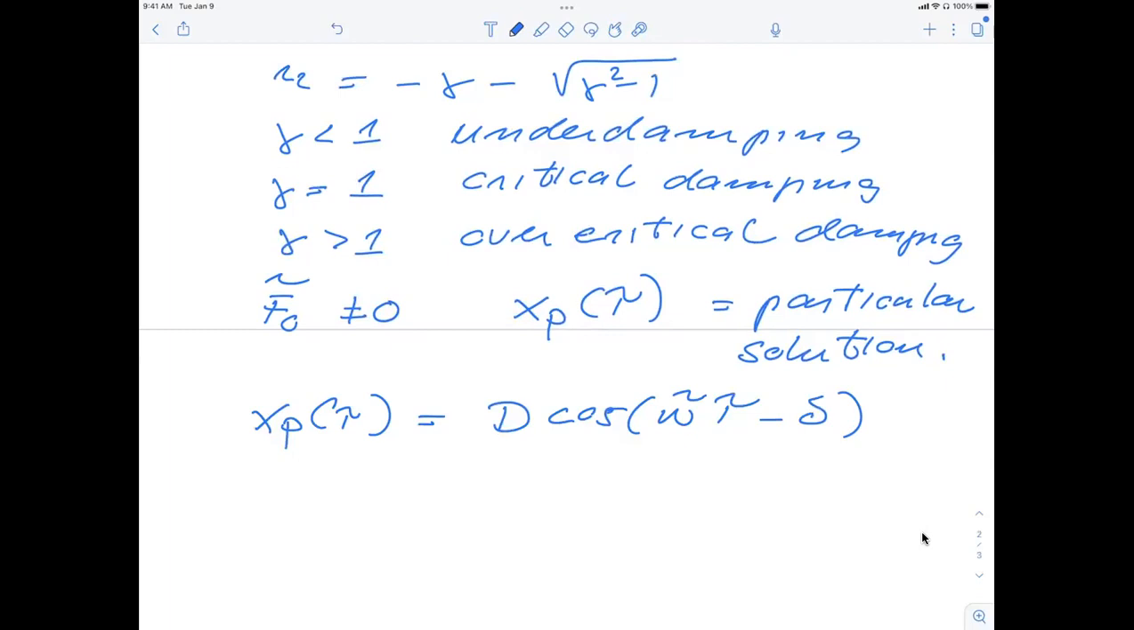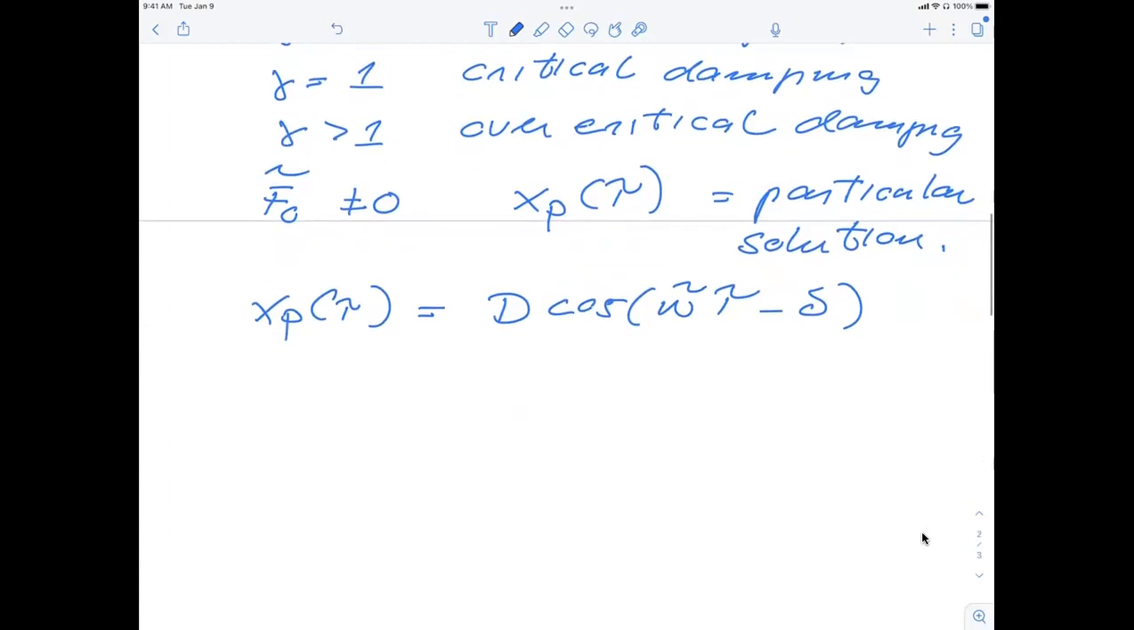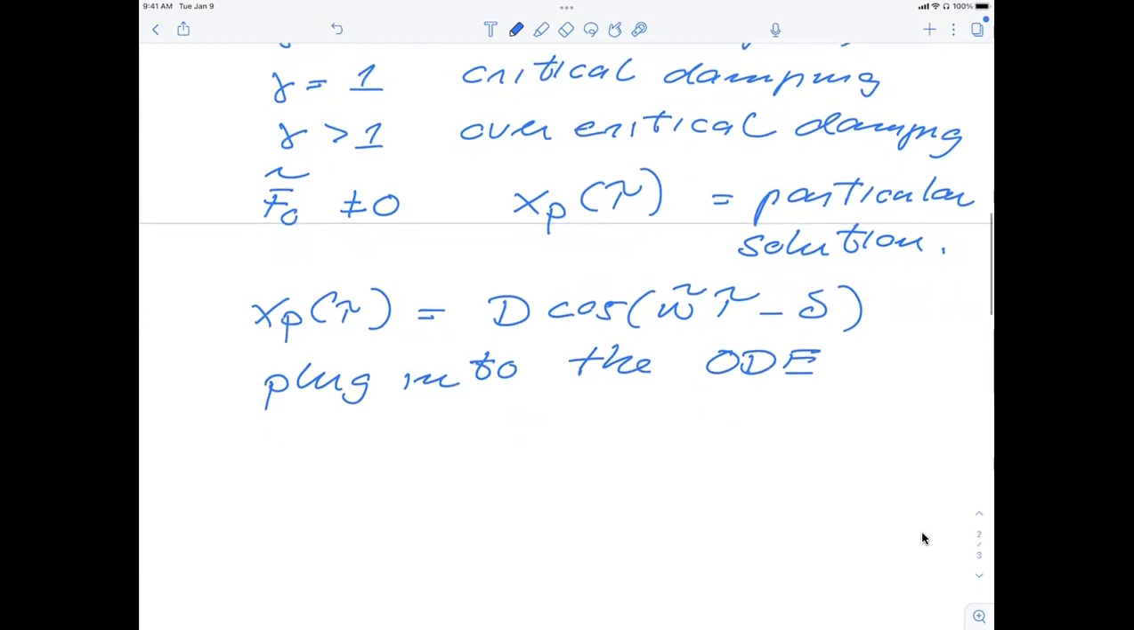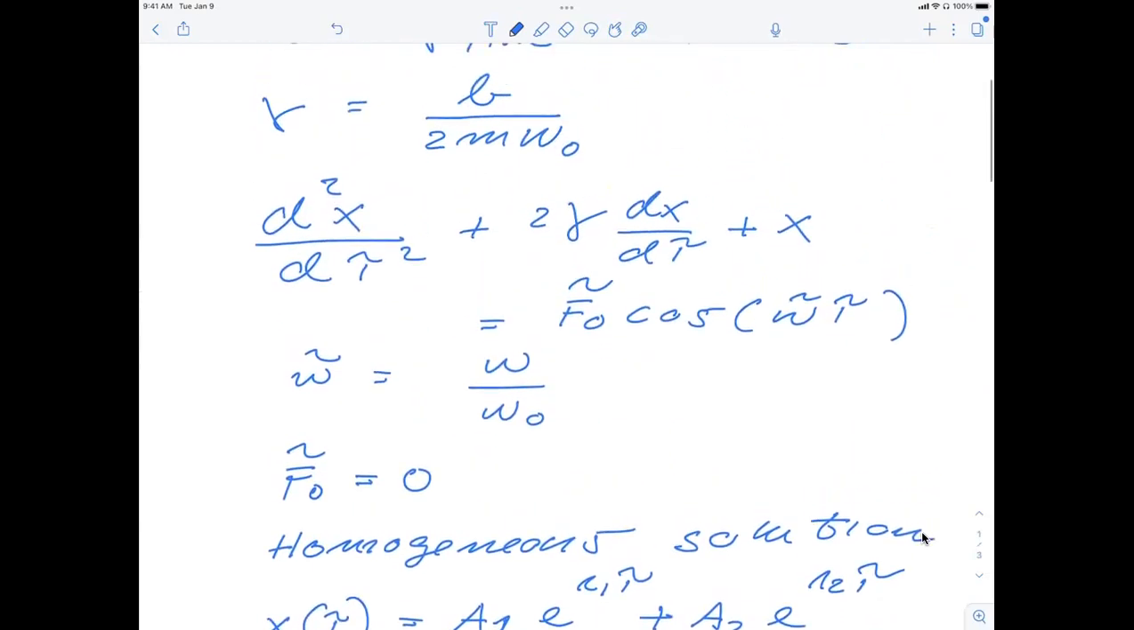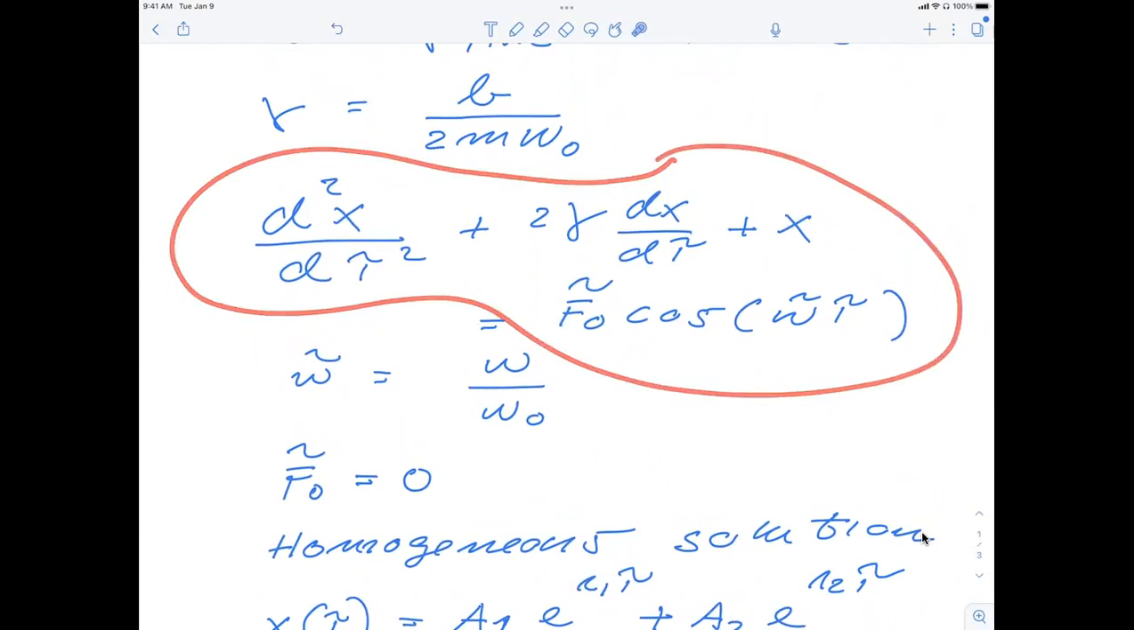So the procedure now is just to insert this ansatz, or this guess, into the equations. What you would do is simply plug it into the ordinary differential equation, which I write as ODE. That means the equation which we have up here. So we go back to the equation, plug it in here, and see what happens.